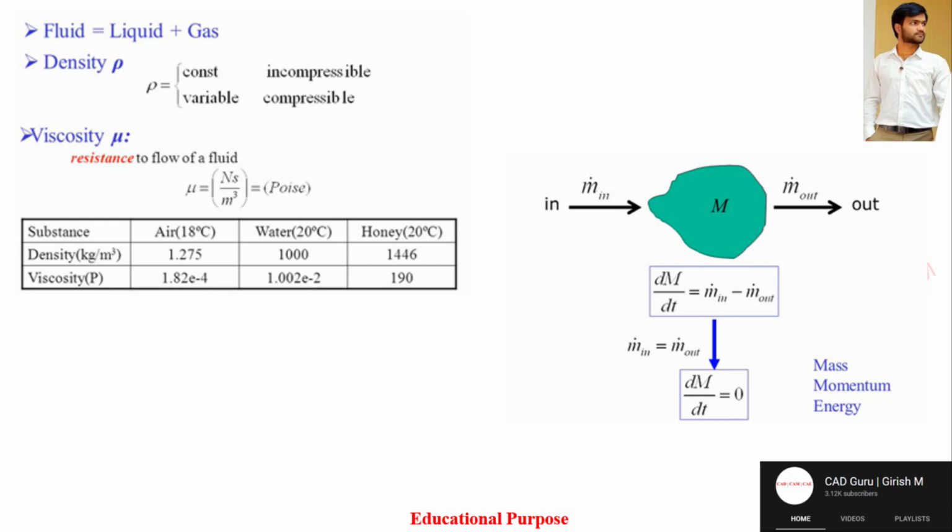Coming to the density and the viscosity of the substances, that is air, water and honey, we have taken them into account. The density of air is 1.2 and there is the viscosity, and the same for water, 1000, and the remaining things. Viscosity is the resistance to the flow of the fluid. It is measured in poise. The formula is given. If density is constant, the flow is incompressible. If it is variable, it is compressible.